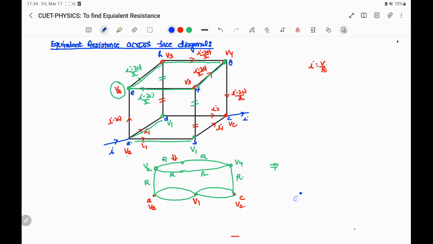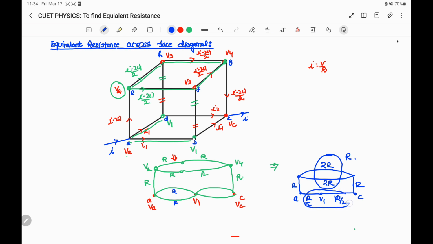Therefore, we can write this is A, this is C. So these two resistors R and R effectively become R by 2. This is V1, and another one is also R by 2. Then there is a resistor R, there is a resistor R, and after that from V2 to V4 we have two branches, each having R and R in series. So effectively this is one branch, this is another branch, each having resistance 2R. These two 2R are in parallel, so effectively their resistance is R. This is in series with R by 2, so effectively their resistance is as shown.